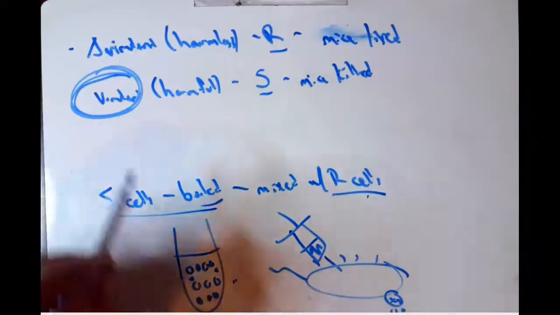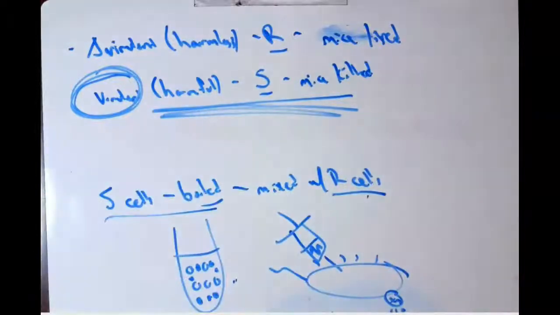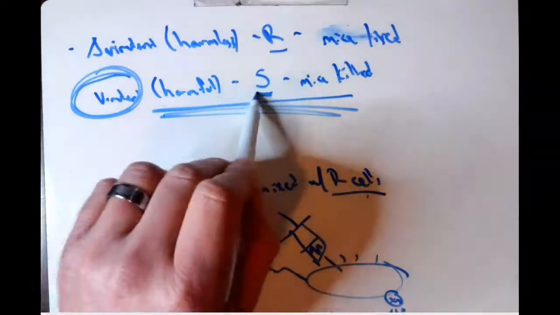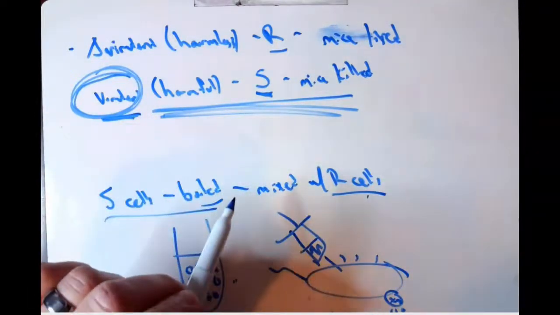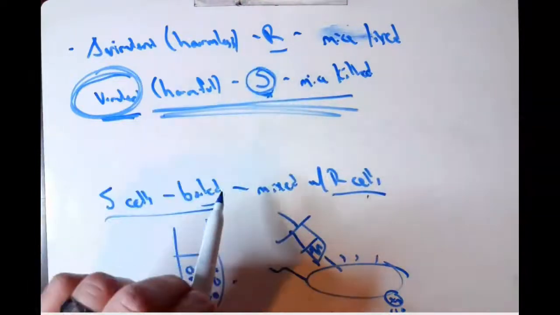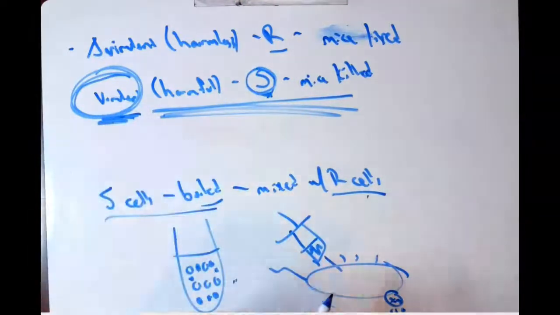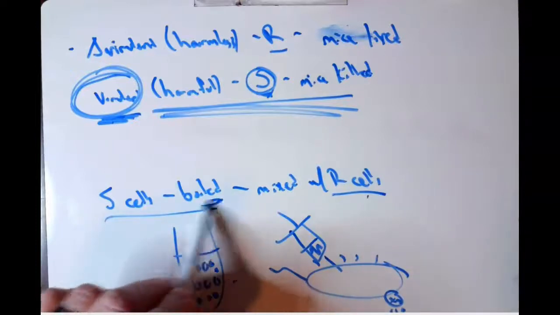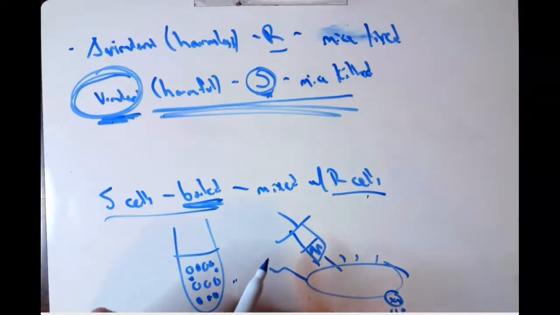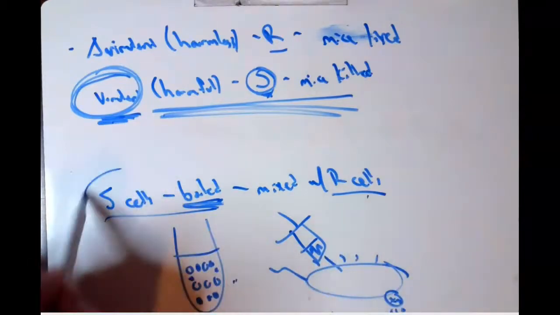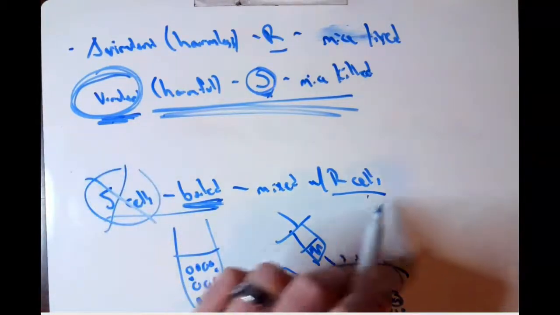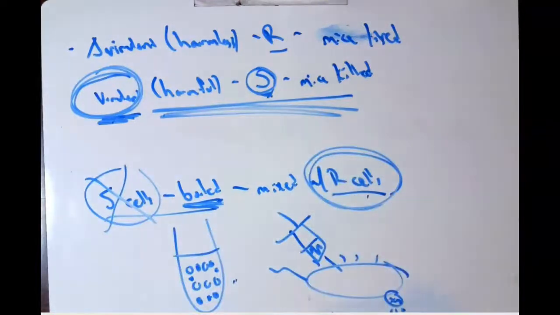Avery realized that the information for how to kill a mouse persisted beyond the death of the S cells. In other words, whatever the S cells contained that gave them the ability to be virulent, whatever information was in the S cells to allow them to be virulent, remained even after those S cells were boiled. And not only did it remain, but it was transmittable. We know these S cells were killed by the boiling. The only living things in that syringe were R cells.